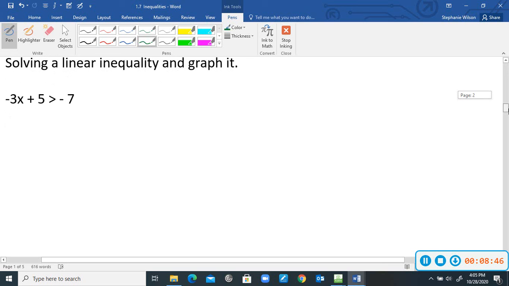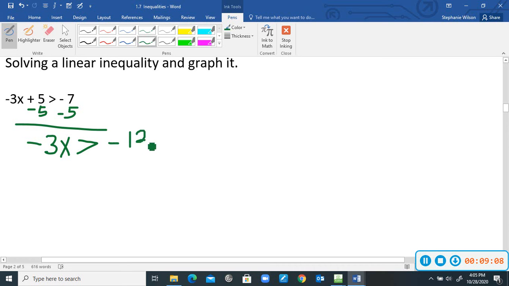So I would like to solve this one here. Let's solve for it. What we need to do is subtract the 5 from both sides. So now I got negative 3x is greater than negative 7 minus 5, which is negative 12. And we got to get a positive 1 coefficient on x, so we have to divide by the negative 3. Since we're pushing the negative sign across the inequality, it actually flips it. Negative divided by negative is positive. 3 goes into 12 4 times.